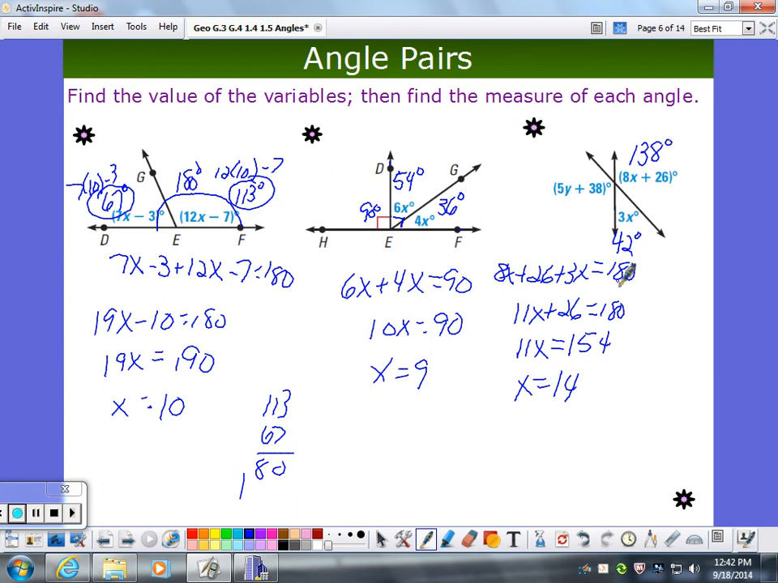Okay, great. Now I've got two ways of finding this. I can see this linear pair, so I can say that 5y plus 38 plus 42 equals 180, because this whole thing is a linear pair. The other thing I can do is I see an x. I have vertical angles, so this angle and this angle have the same measure. So 5y plus 38 equals 138.